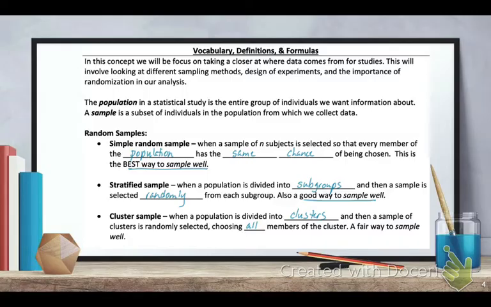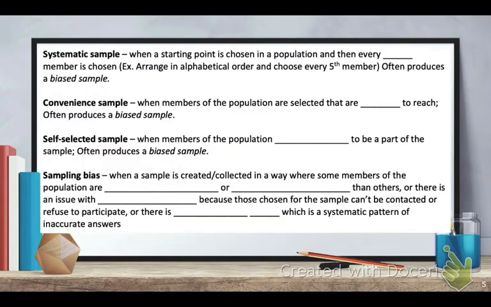Remember, the best way is when all members of the population have an equal chance of being chosen for the sample group. A systematic sample, this is when a starting point is chosen in a population, and then every, let's say, third or fifth, we'll just say K to stand in for a member is chosen. So you could arrange in alphabetical order and choose every fifth member. This often does produce a biased sample. That means a sample where one part of the population is under or overrepresented.